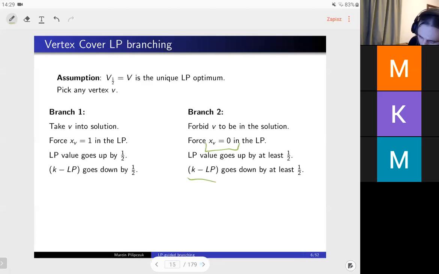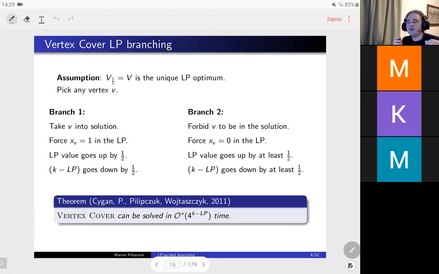So we end up with a theorem saying that you have two-way branching. At every step this K minus LP decreases by half, so you have a 4 to the K minus LP branching algorithm. Yeah, 2 to the twice K minus LP. Okay, so this is the algorithm up there, and you get there. And yeah, this is quite simple. It was very surprising when we observed that we actually get this simple algorithm.